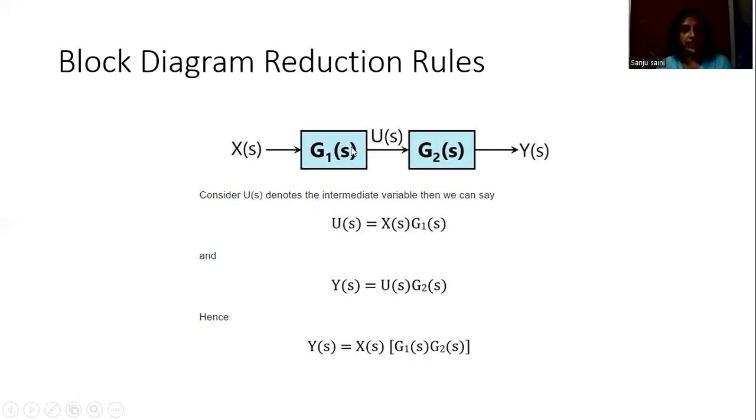It means that in case we have two blocks with particular transfer functions and they are connected in series, then the overall transfer function can be obtained by taking the product of the transfer functions of the individual blocks.